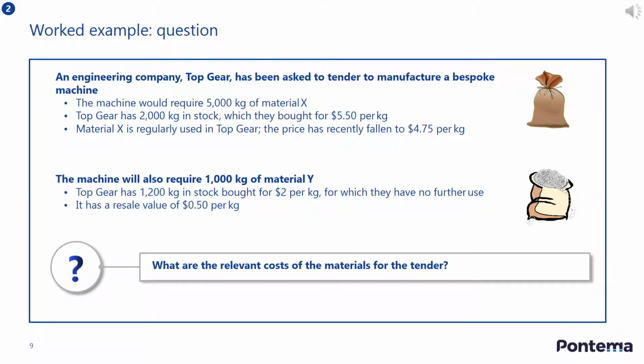Take time to review the case example on whether to accept a tender to manufacture a bespoke machine, and the question to be answered. The answer follows on the next slide.